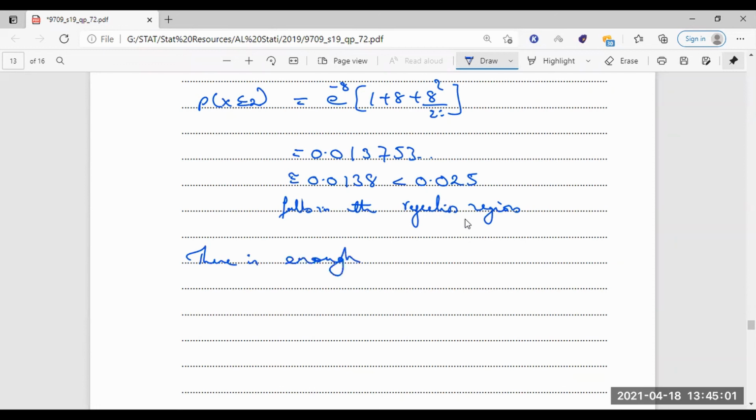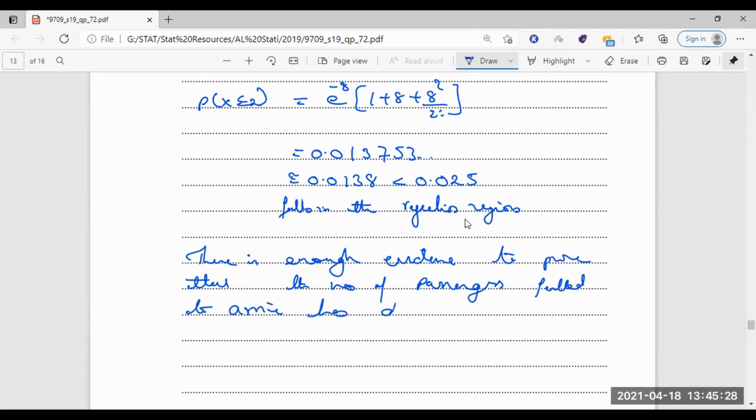So we can write here: there is enough evidence to prove that the number of passengers who failed to arrive has decreased.